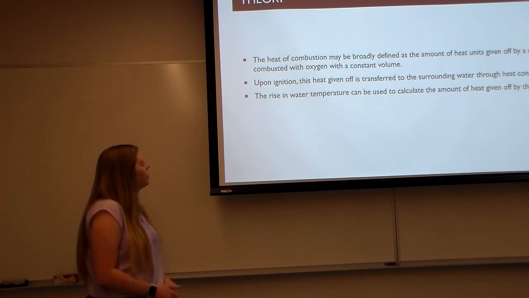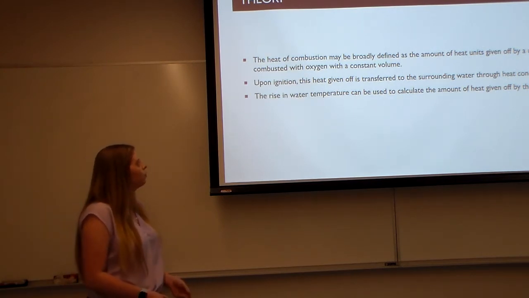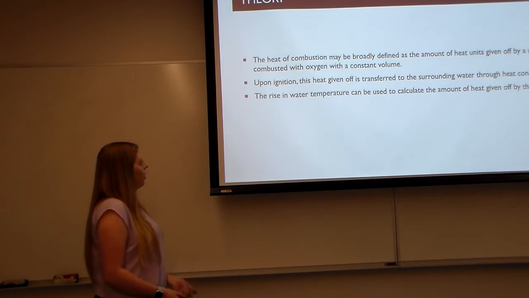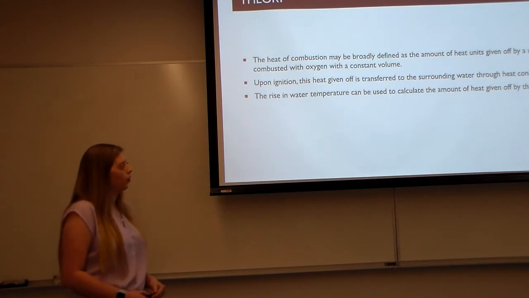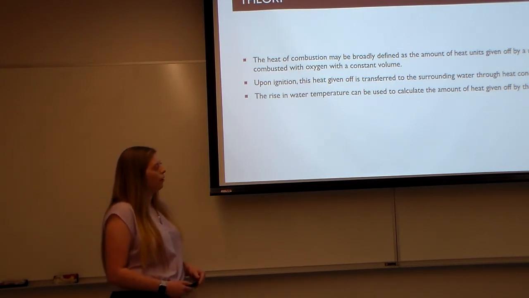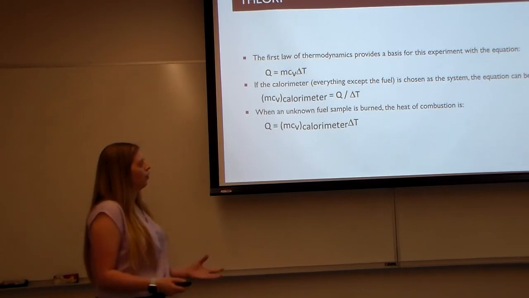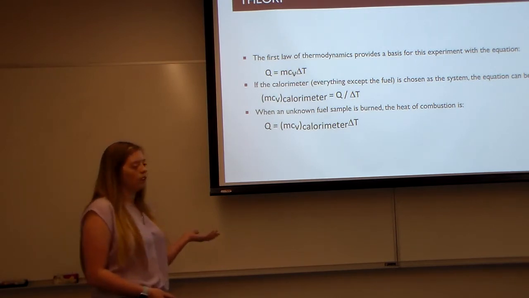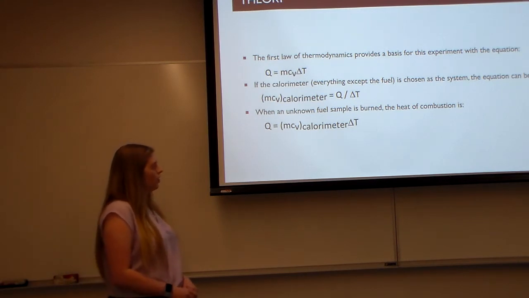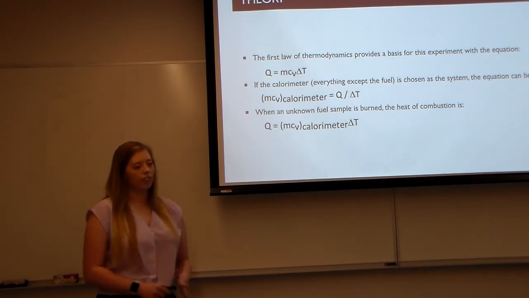So the theory behind all this: the heat of combustion may be broadly defined as the amount of heat units given off by a unit of mass when combusted with oxygen at a constant volume, so not changing the volume. Upon ignition, this heat given off is transferred to the surrounding water through heat conduction. The rise in water temperature can be used to calculate the amount of heat given off by the combustion material. The first law of thermodynamics is the basis for the experiment, with the equation Q equals mCv times delta T. If the calorimeter, everything except the fuel, is chosen as a system, then the equation can be rewritten as the mCv of the calorimeter equals Q over delta T.